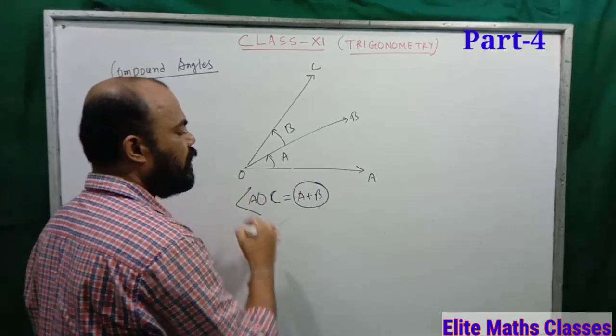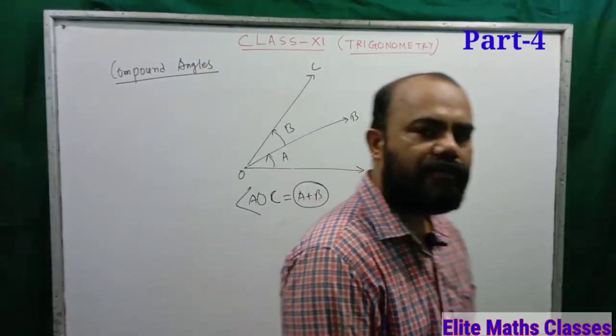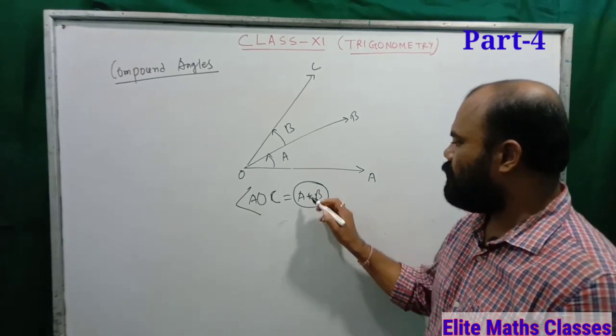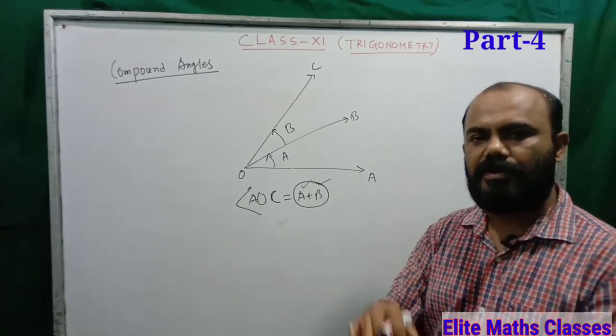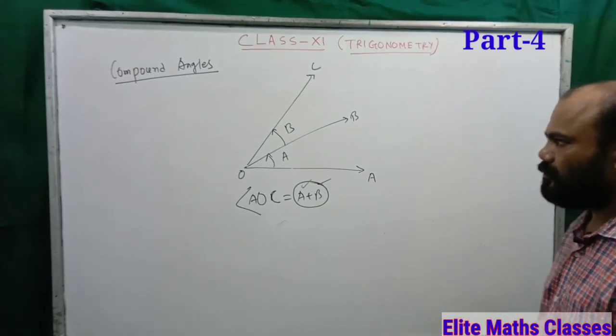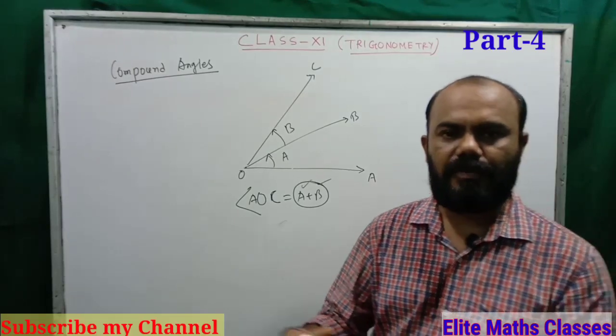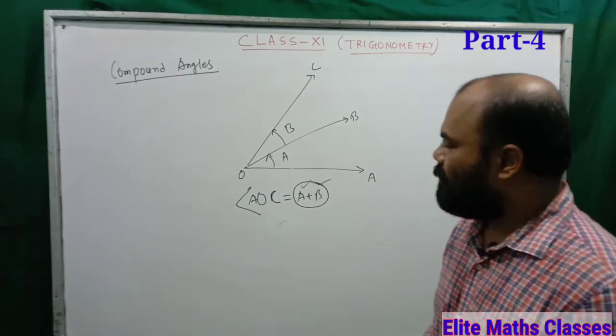Obviously this plus this equals A plus B. So this is one compound angle, that is, the sum of two or more angles is a compound angle. Here two angles A and B, the sum of these two is a compound angle. Another case is there: compound angles do not necessarily always mean the sum of two or more angles. It may be the difference.